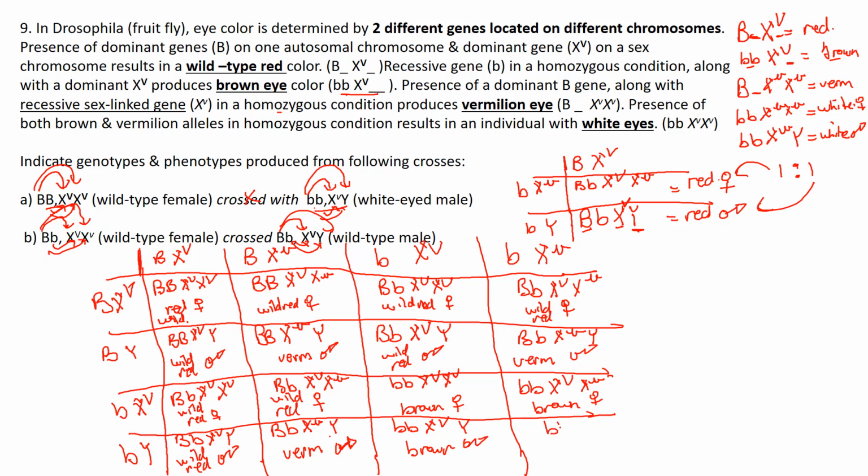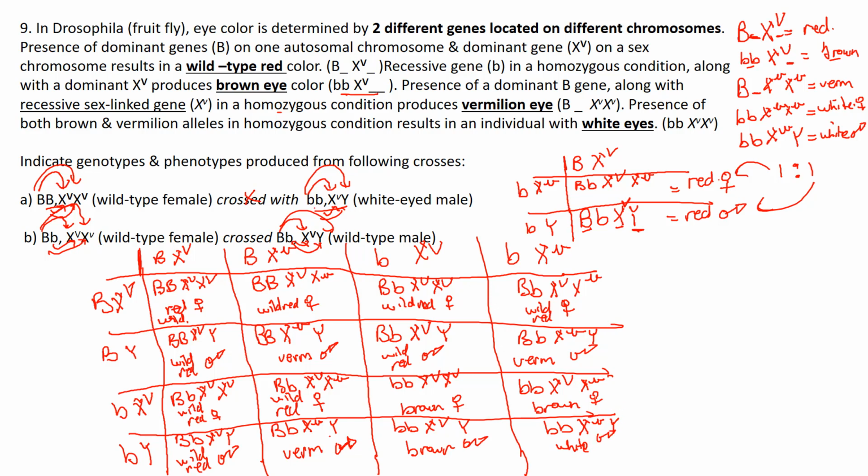And a little b, X with a little v and a Y. This is that one we did and we added on over here. So if I have little v with a Y, that's going to be a white male.